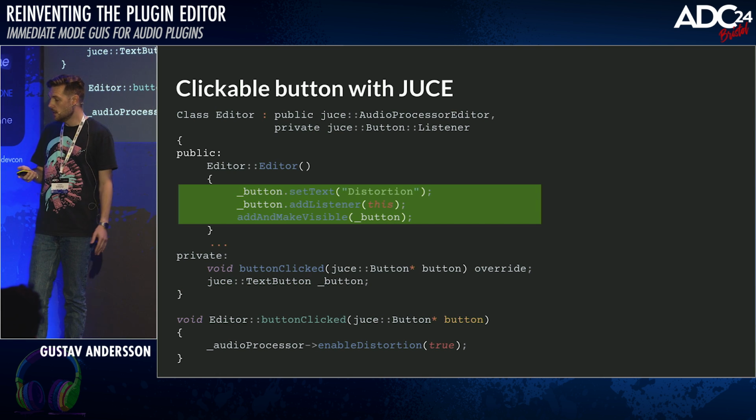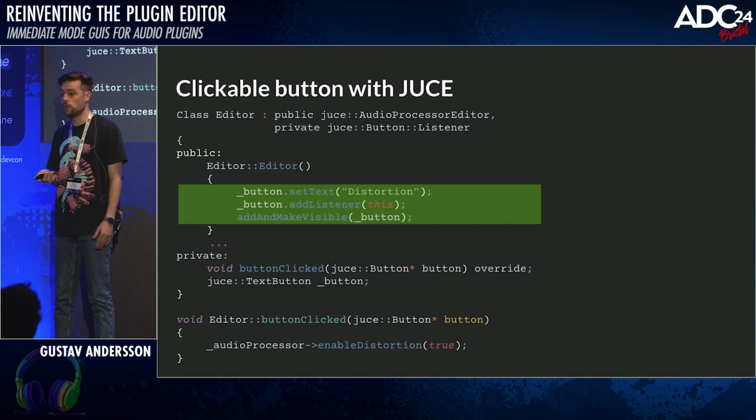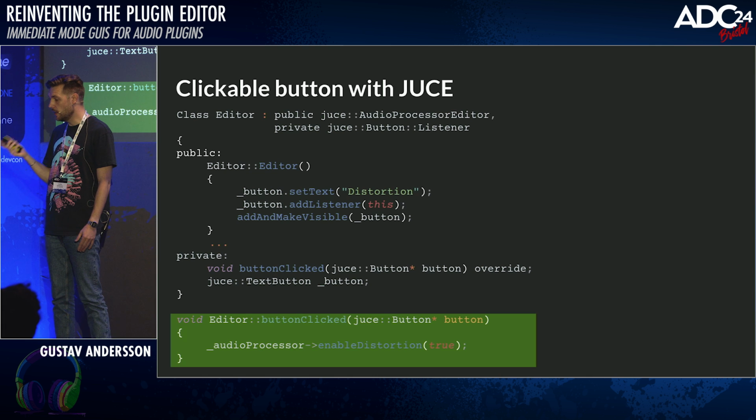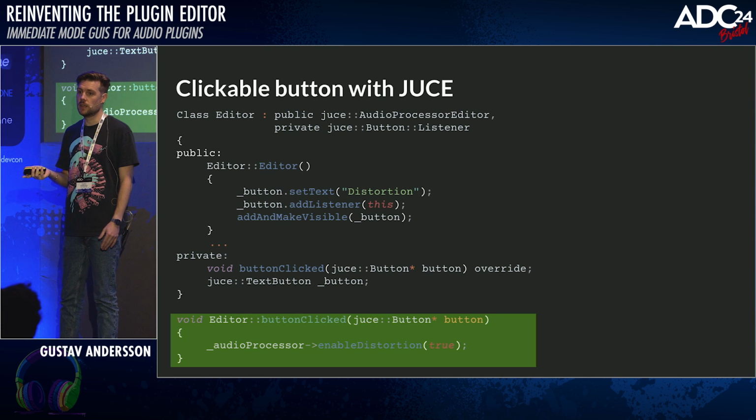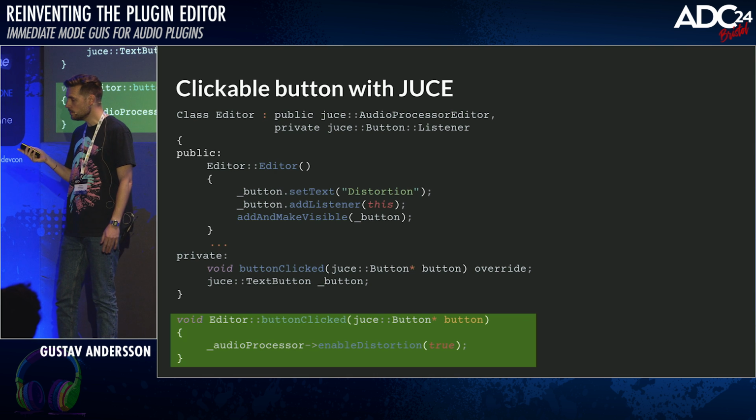And then somewhere in our constructor, we need to configure it. So we need to set the label for the button. We need to add ourselves as a listener, so when the button is clicked, our callback will be called. And then finally, we need to call add and make visible to display the button. And finally, we need to implement the callback, which will be called. And then we can actually do the thing that happens when you click on the button.